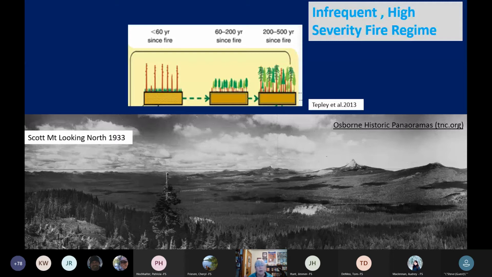So if we think about how these systems might operate in space and time, we have these large tracts of land that are all going to grow up together, that are basically going to slowly move from early seral to mid-seral to late seral over centuries and then burn again.